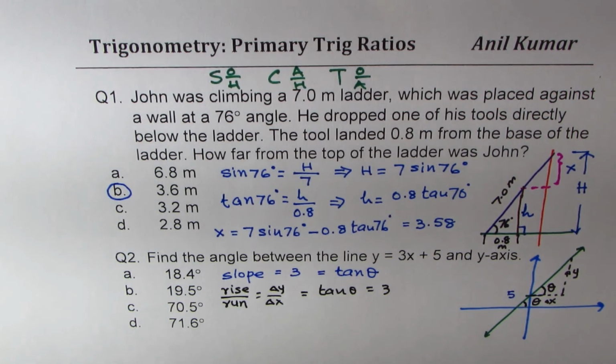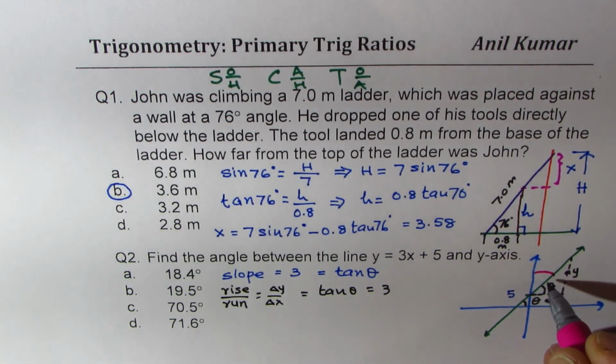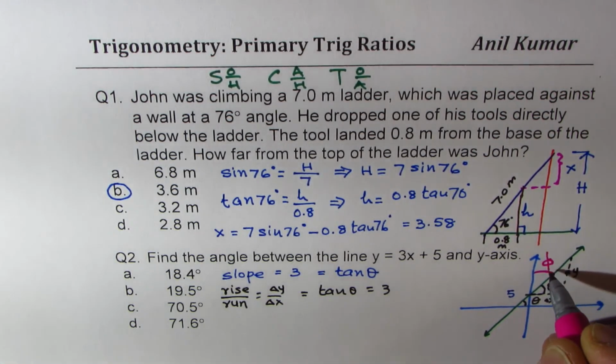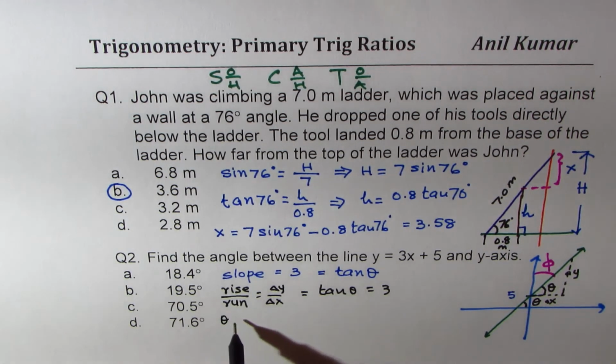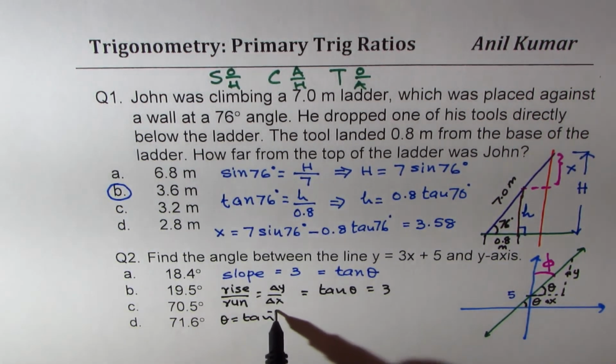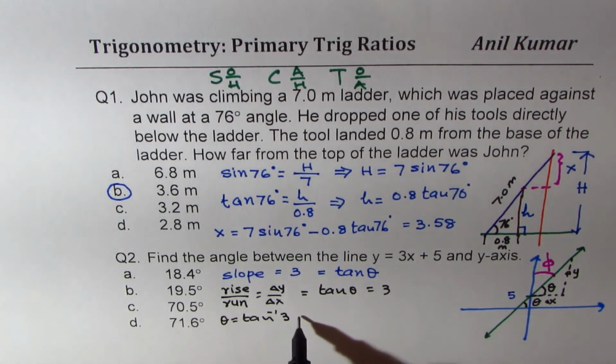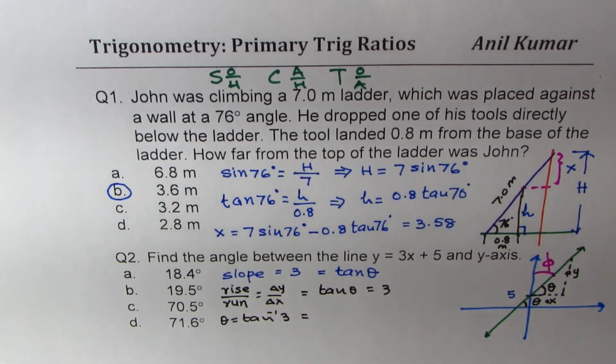But remember, what we need to find really here is the angle with the y-axis. We want to find this angle. Let's call this angle phi. I'm using these Greek symbols; you should become conversant with them now. So let's find what theta is first. Theta is equal to tan inverse of 3.